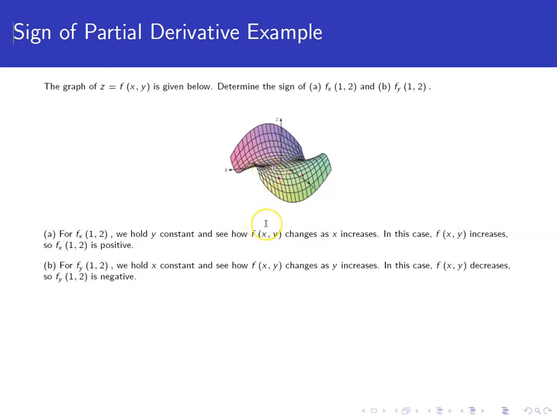Going the other way, if I want to hold x constant and look at the rate of change in the y direction, that would be this curve right here going through the point (1, 2). And my positive y is going this direction. So as I move in the positive y direction, I notice that my function values are going down. So my function's decreasing as y increases, which tells us that our partial with respect to y here is negative.